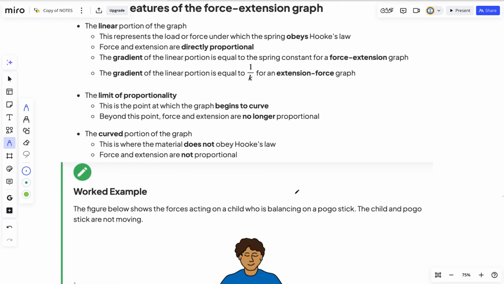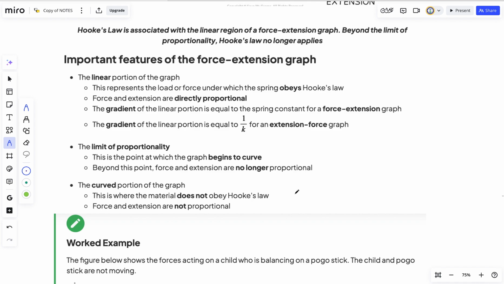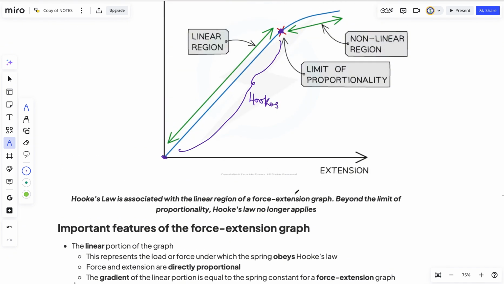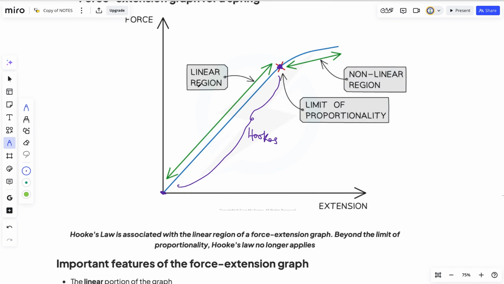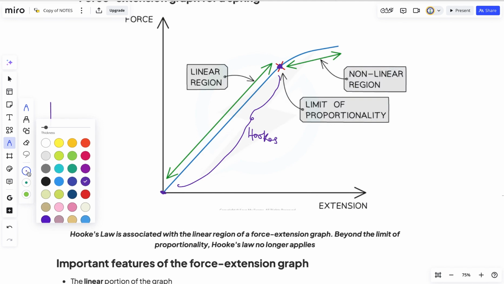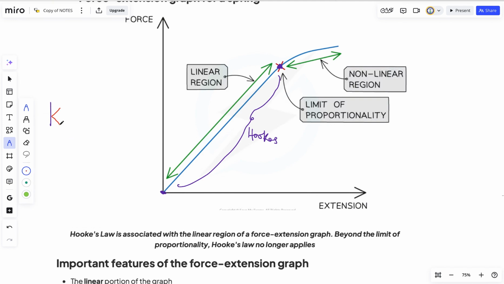Now let's talk about the gradient of the graph being the K. You know, right? The gradient is the K. Why is the gradient the K? Look, the gradient is the K because we said K, let's change our color, we said K is force over extension. K is force over extension.